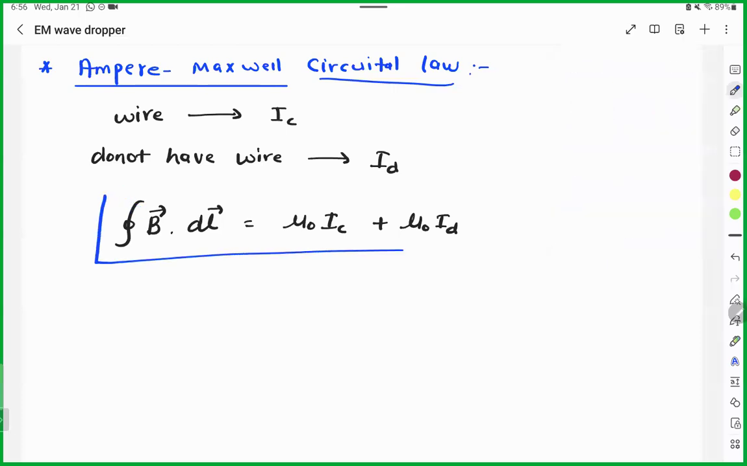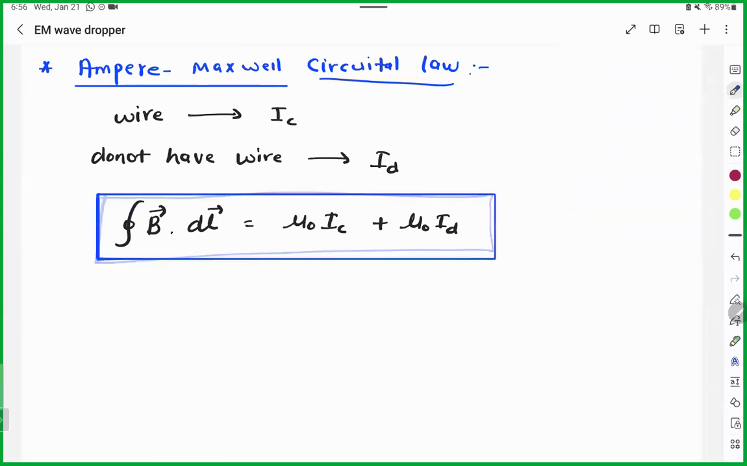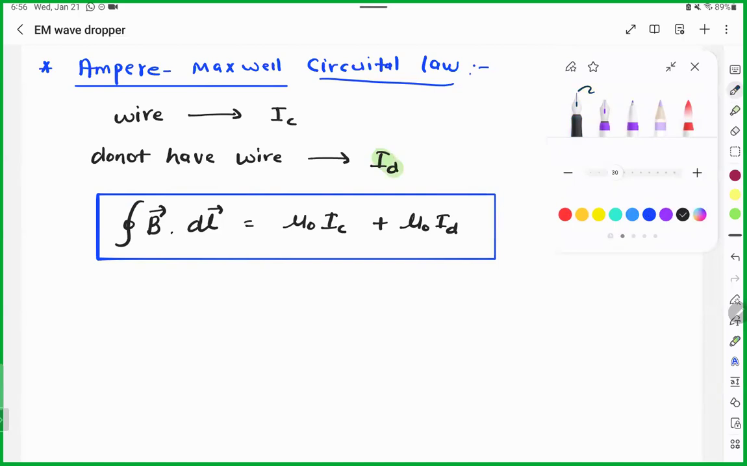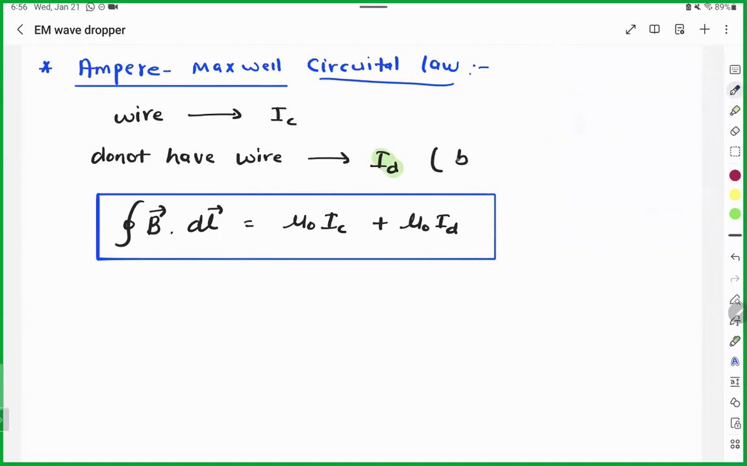Ask me guys, do you have any doubt? Earlier we were considering only conduction current. Now we are considering displacement current also. So you can say that this displacement current will exist only between the plates. Got it? Any doubt?